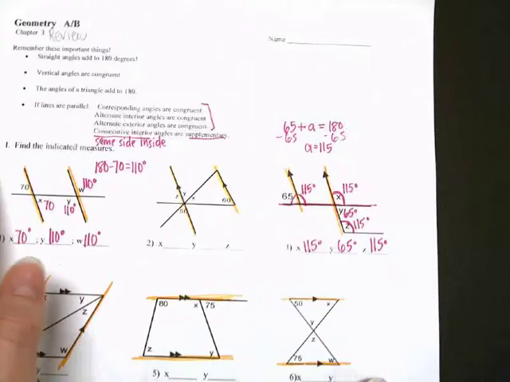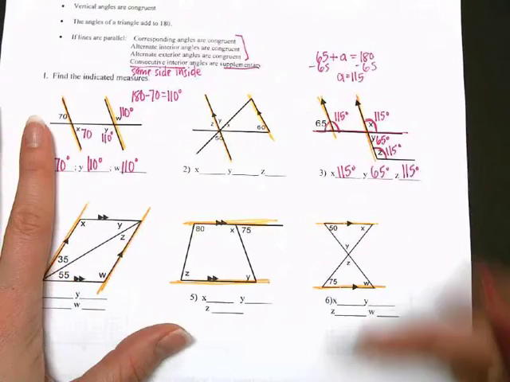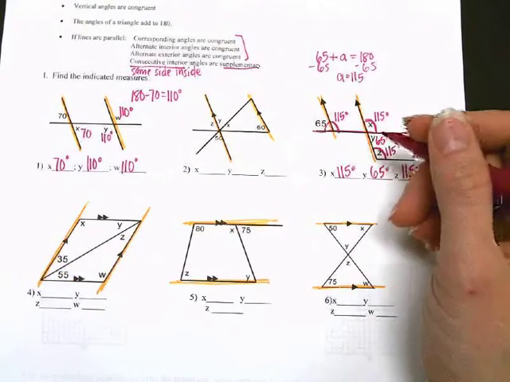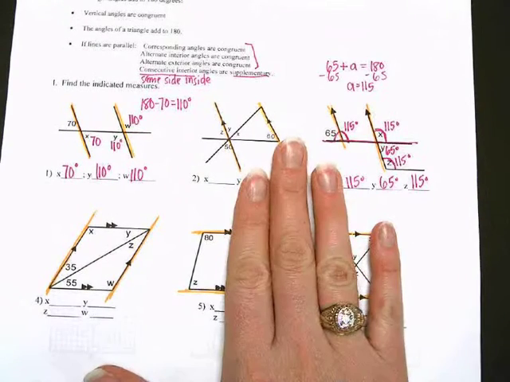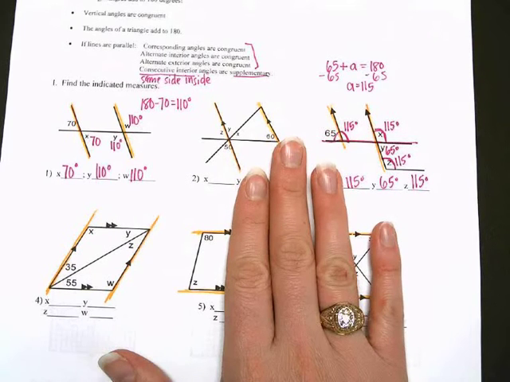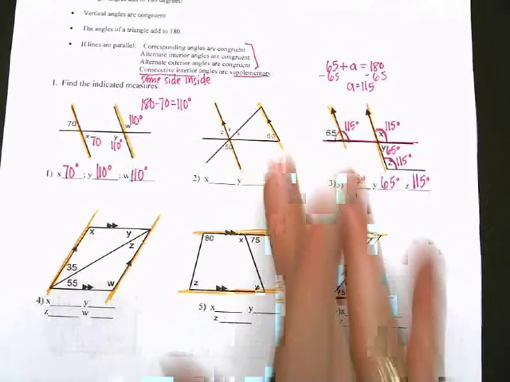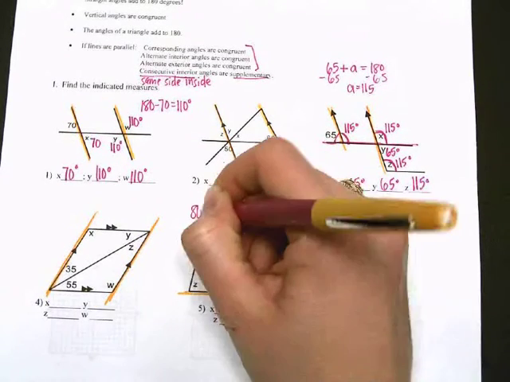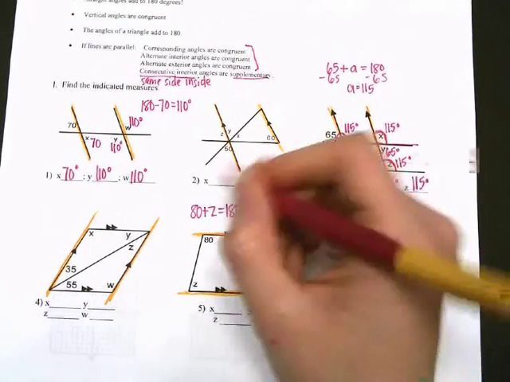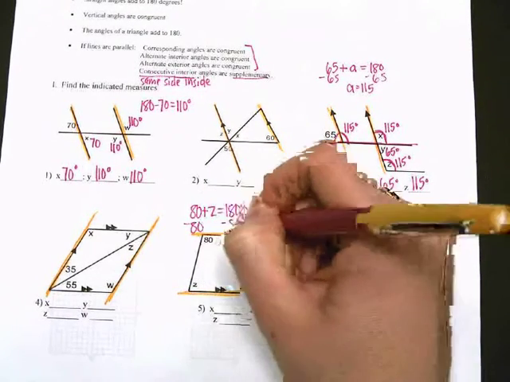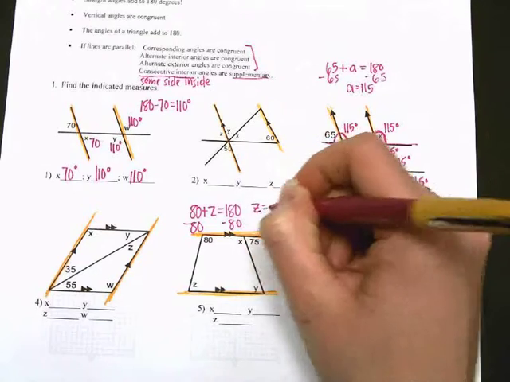Number 5, I highlighted those parallel lines. I'm going to concentrate on one transversal at a time. So I'm going to cover this side up, and I notice that 80 and z are same side inside. So we know those guys are supplementary. So 80 plus z has to be 180. So you would subtract 80 on both sides. You get z equals 100.